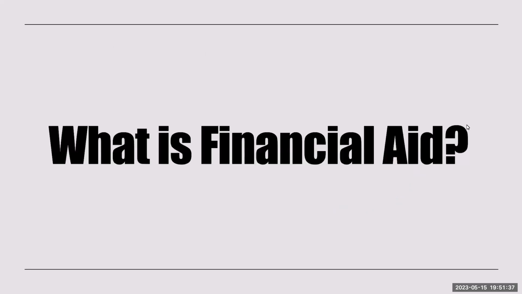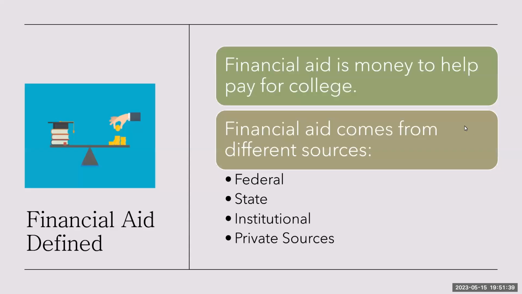So, what is financial aid? As you've already heard, financial aid in its simplest terms is money that is available to help you pay for college. That money can come from different sources: the federal government, the state, institutional, meaning from the school, and private sources. The combination of these sources can make up your financial aid package.